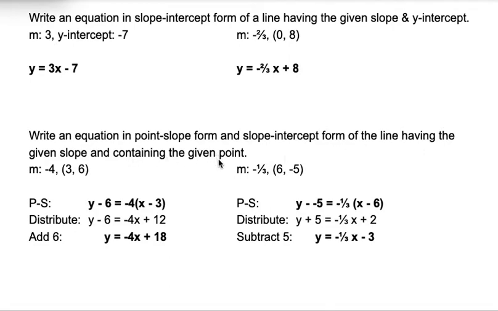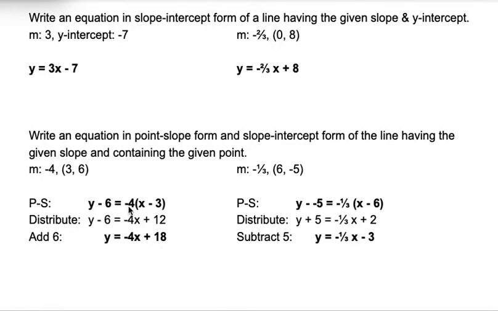Okay, write an equation in point-slope form and slope-intercept form of a line having the given slope and containing the given point. So we use the point-slope form. If you recall, the point-slope form says that m goes here, and then the y1 goes here, and the x1 goes here. So here's our slope, negative 4, so that goes here. Our x1 goes there, so the 3 goes there, and the 6 goes here. Notice they're both minus signs.